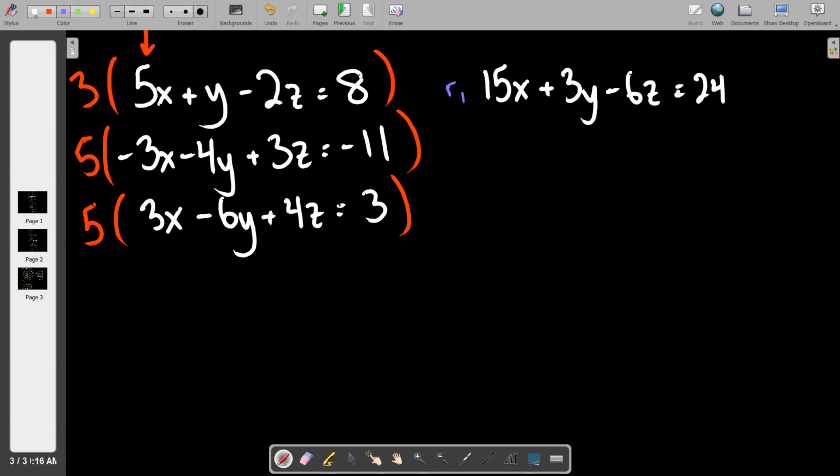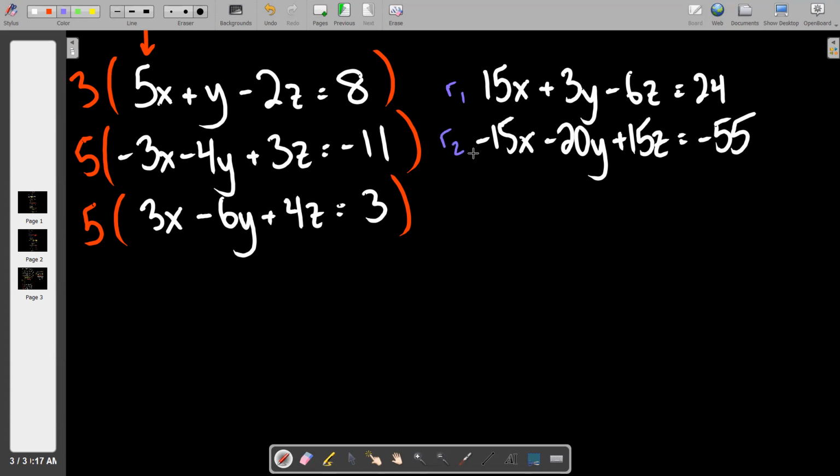All right, help me out with that second row. What's he going to be? Plus 15z equals. Good job. And that, of course, will earn the name R2. And then finally, we're on to row 3. Let's manipulate him. What does he become? And then, of course, we label this one as R3.